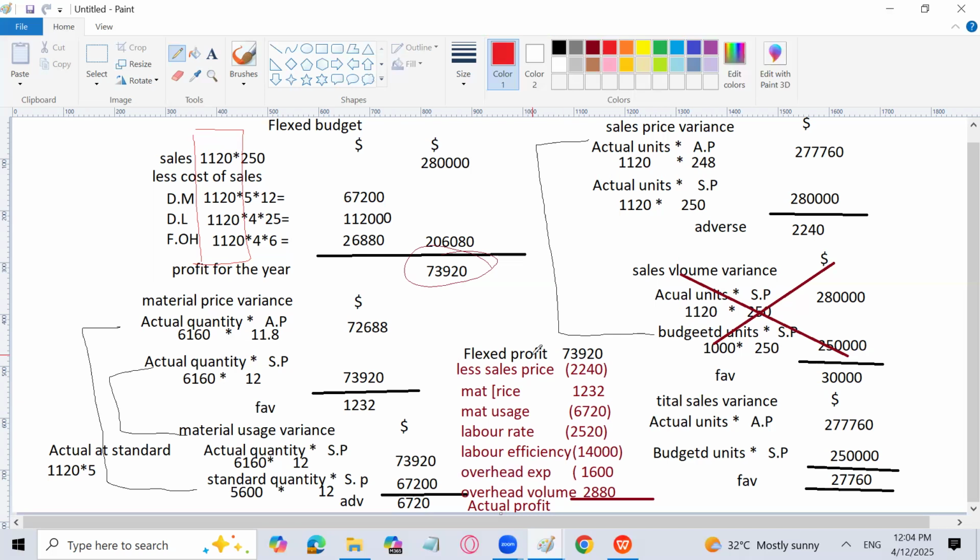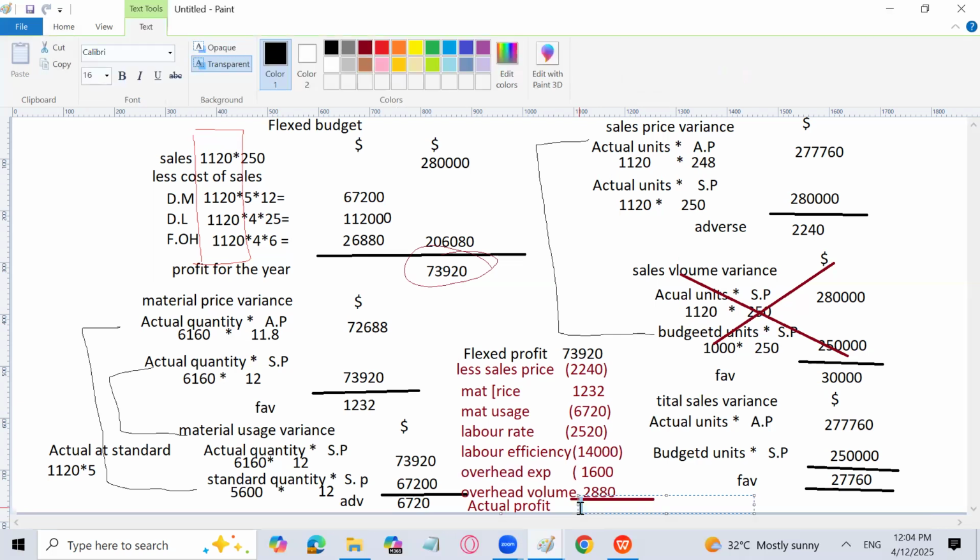So we'll start with the flex profit and we'll reach the actual profit. Reconciliation from flex profit to the actual profit through variances. Favorable variances we will add, adverse variances we will subtract, and we will get the actual profit. So what is the answer, please tell me? You didn't calculate yet?